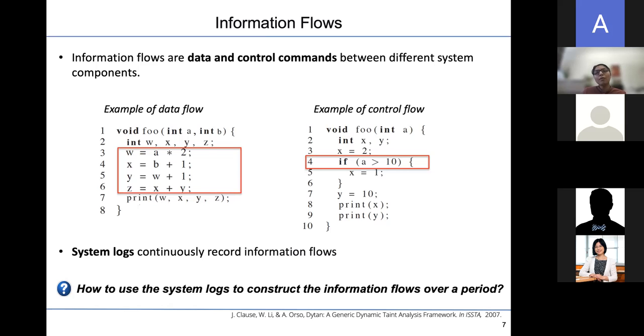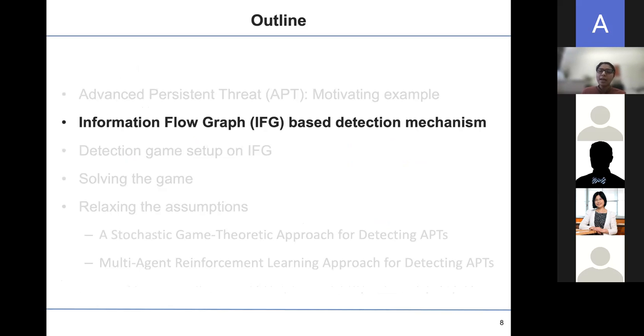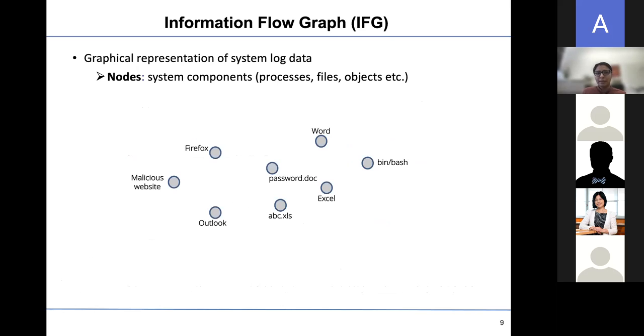So the question we then pose is: the system log records these interactions, these information flows. So how do you construct these information flows, collect them over a period of time, and use that for our analysis? That's where we utilize a graph construction called an information flow graph. This graph construction is also referred to as a provenance graph in the literature, and I'll be going into the details of that now.